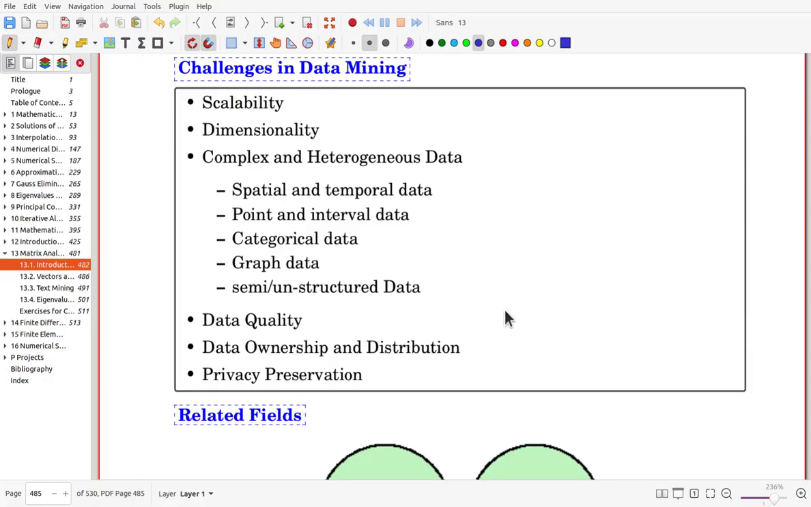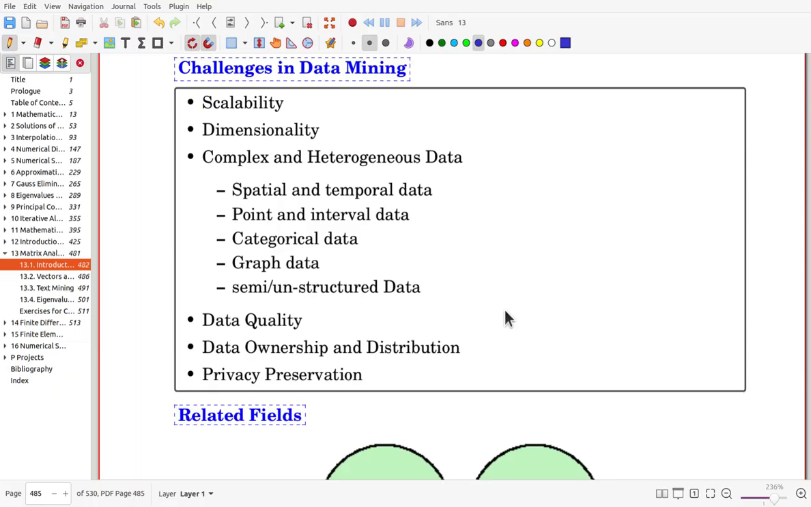Also, sometimes the data has huge dimensions, and also data can be very complex and heterogeneous, spatially or temporally, and sometimes the data include points and sometimes include intervals. And also sometimes the data is given categorically, or graphs can be given, and sometimes unstructured data can be given.